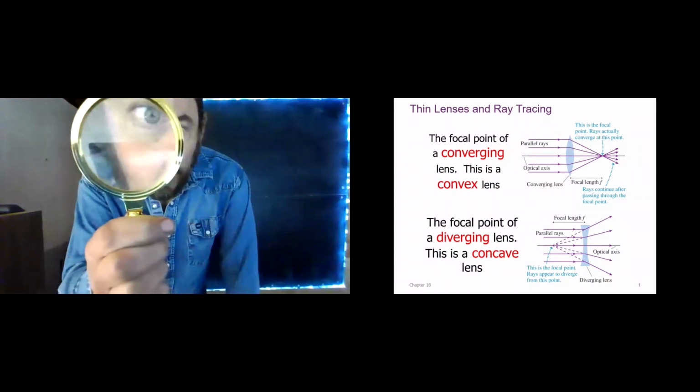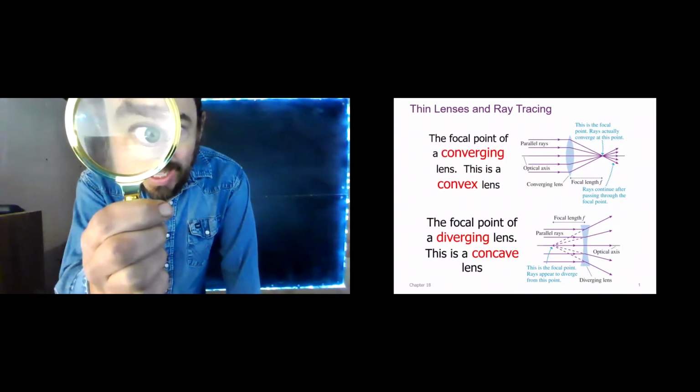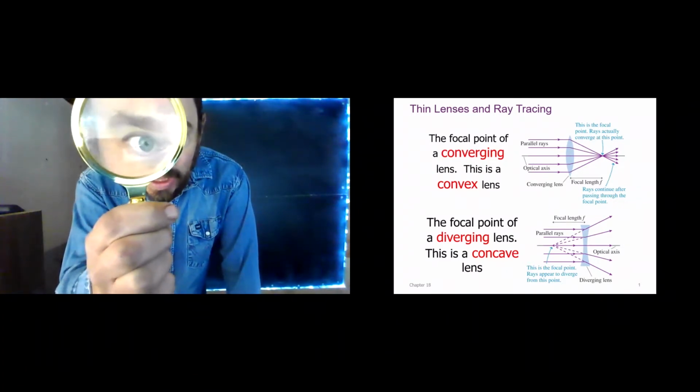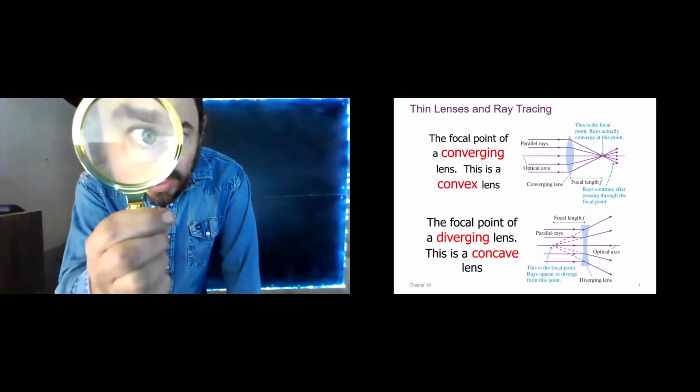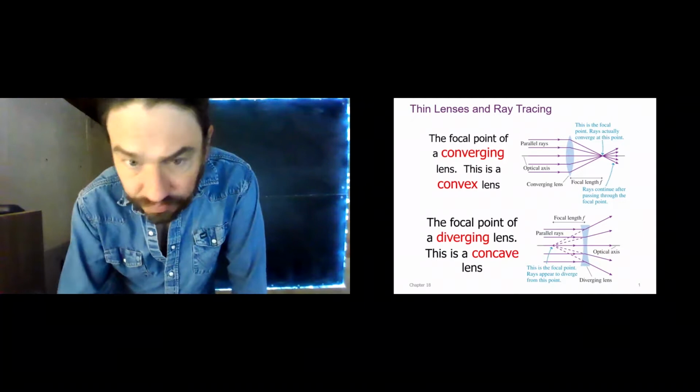but I can make you think it's in a different location with this magnifying glass, right? It appears that my eye is in a different location than where it actually is. The image of my eye is not in the same place as my actual eye is. That's what we're going to be talking about here.